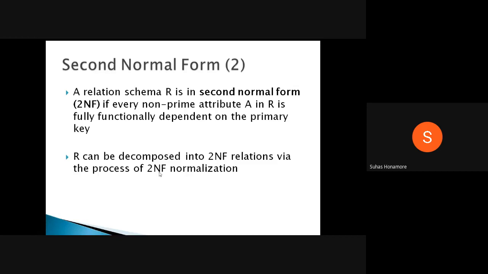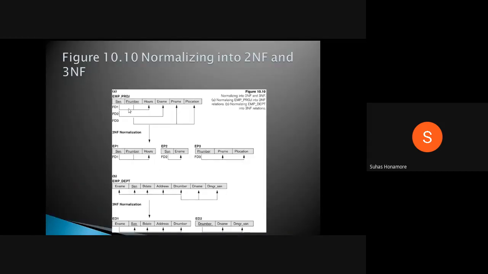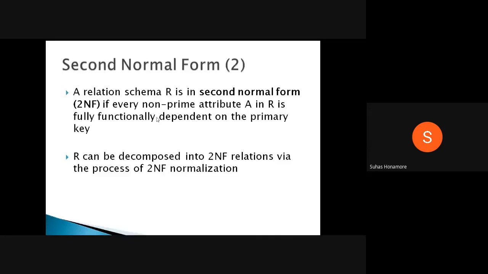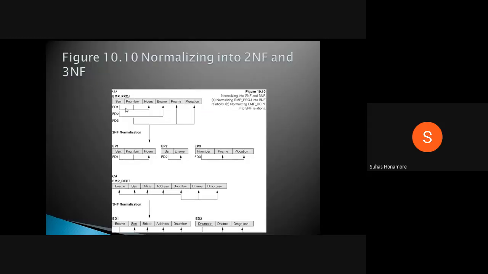We'll take one example. Here SSN is there, P number is there, then E name, P name, then P location. These are there, and the FDs are also given, FD1, FD2, FD3. Now we'll check whether this relation is in 2NF or not. With respect to the primary key definition, these two together are my primary key.